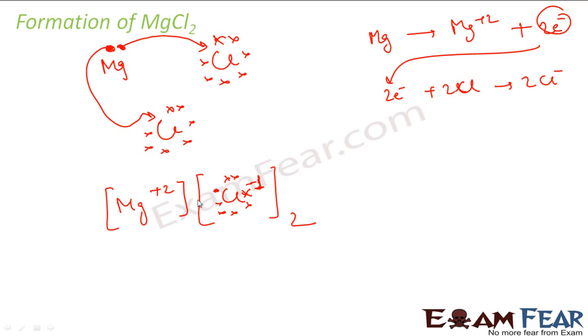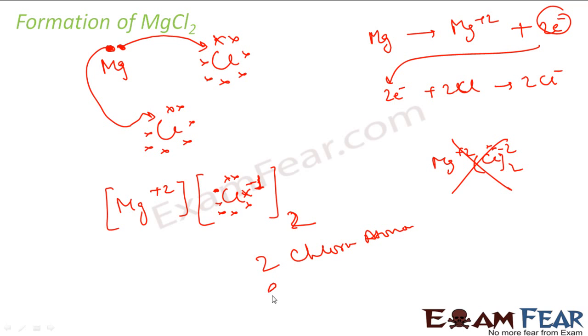chlorine atoms. So Mg has 2 positive charge, chlorine has 1 negative charge, and there are 2 chlorine atoms. So it's MgCl2. Don't write it like Mg plus 2 Cl minus 2, right? This is wrong. Chlorine has only one negative charge, and there are 2 chlorine atoms. Each chlorine atom has minus 1 charge. That's why chlorine is minus 1 and there are 2 chlorine atoms. Magnesium is plus 2 and there is 1 magnesium atom. Right?